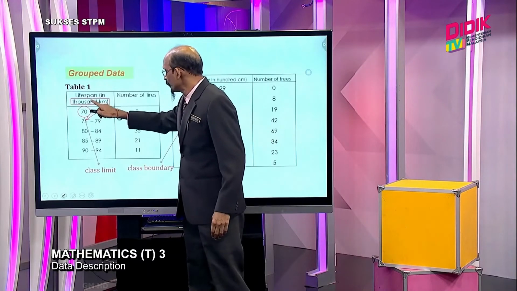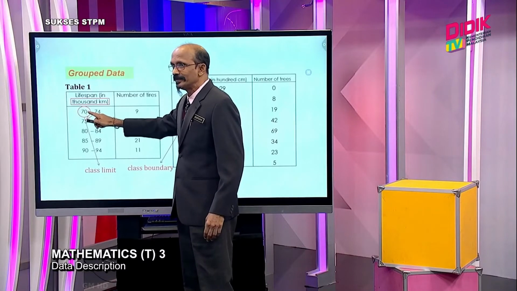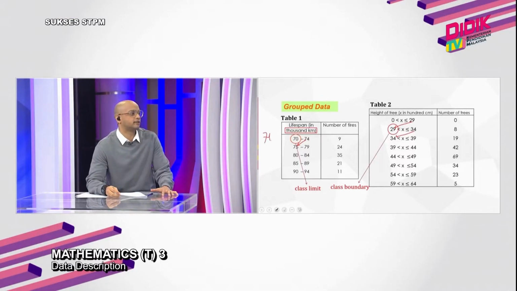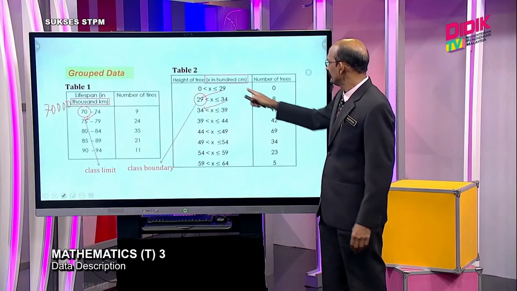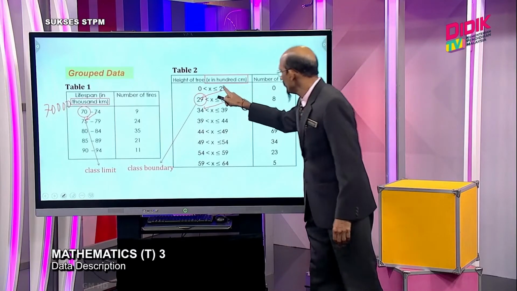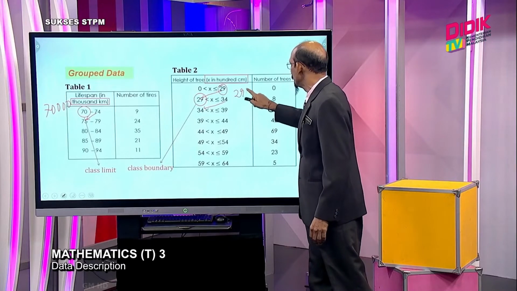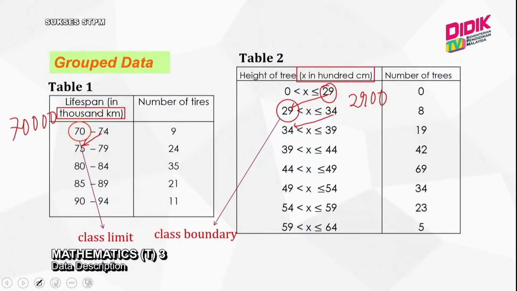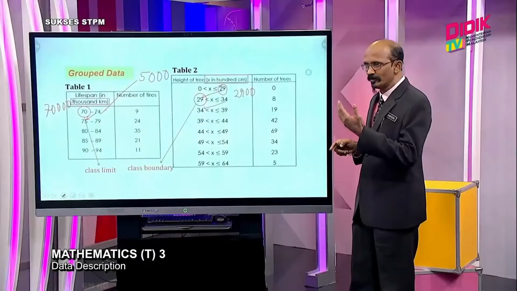For example, if you notice here, you can see 1000. Students usually assume this as 70, but it's actually 70,000. Whereas here, this is in 100 cm, so that means this one actually shows 2900. For the class interval here, students tend to write 5 because they find the class interval is 5, but the actual answer is 5,000. So one small mistake can make all your calculations wrong.